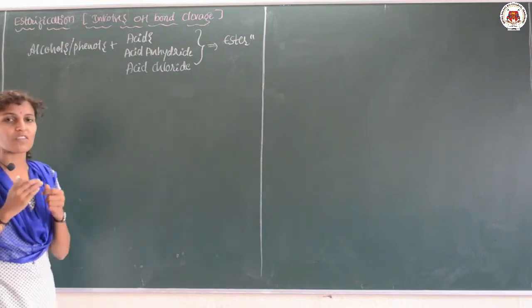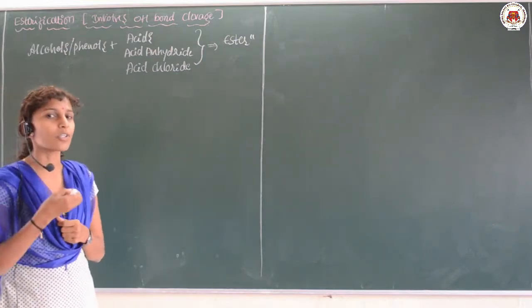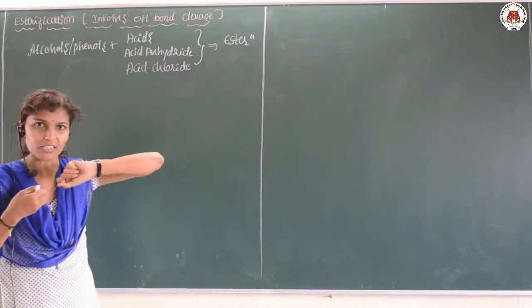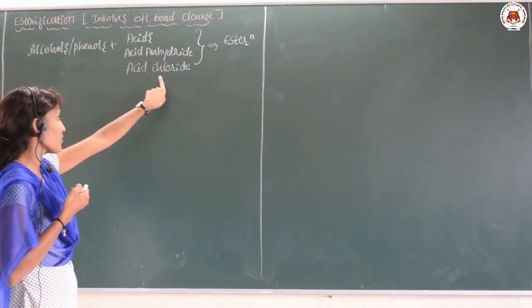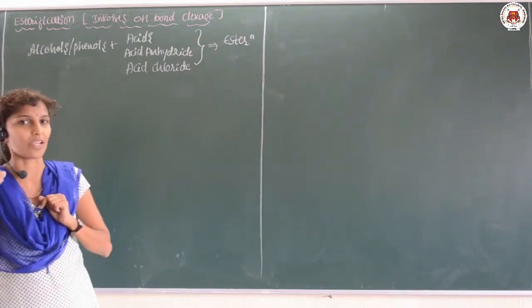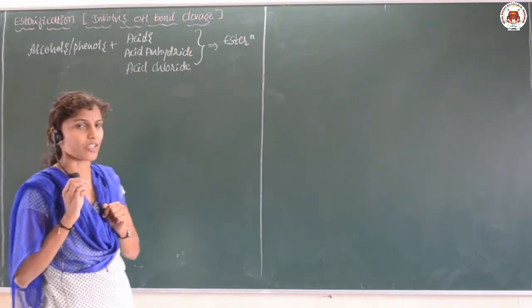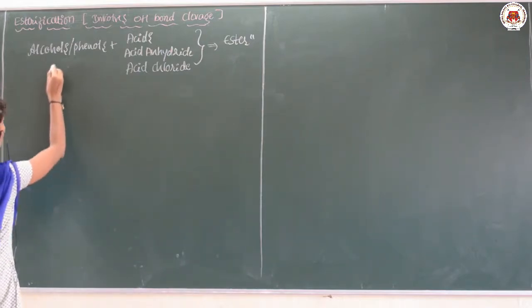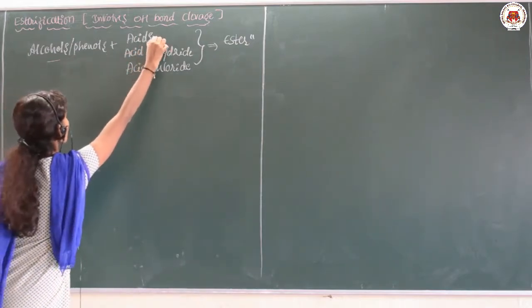So, when alcohols and phenols react with either acids or acid derivatives like acid anhydrides or acid chlorides, there is a formation of the ester. Such reactions are called esterification. Let me go one by one. First, alcohols are treated with acid.